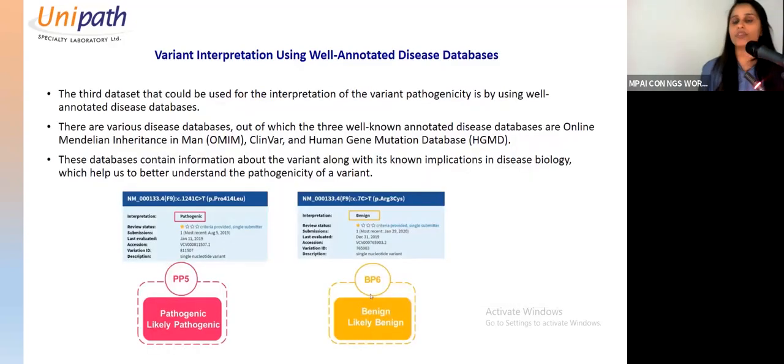So first is the population database for patient data, second is in silico prediction. Now third is the annotated disease database.